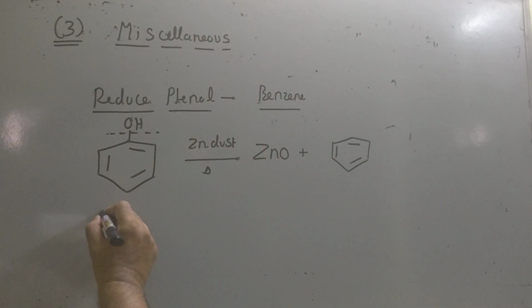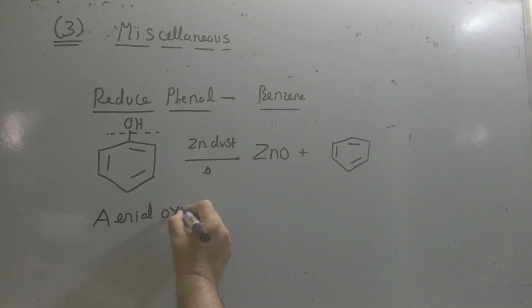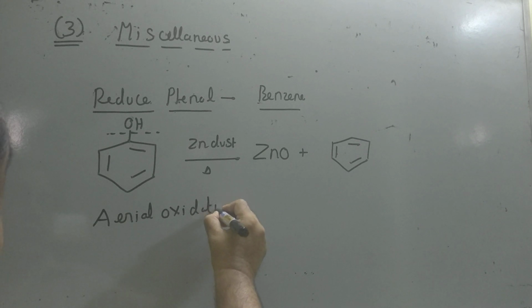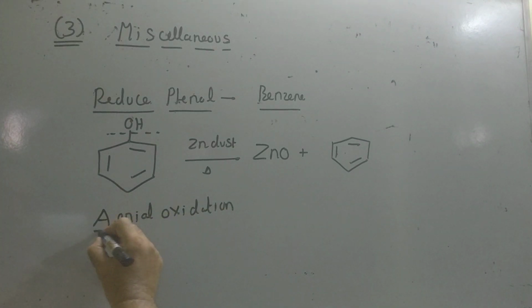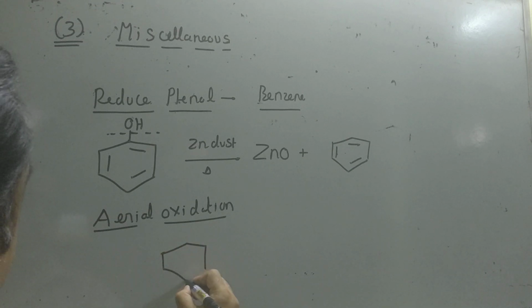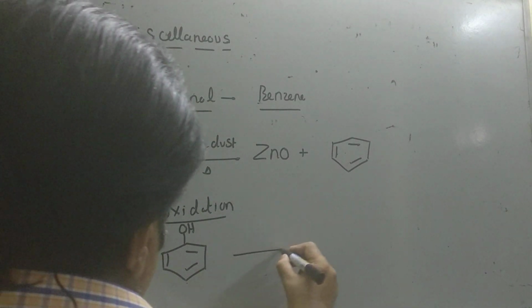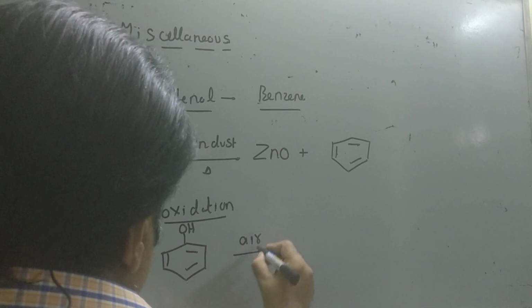Then we are going to talk about aerial oxidation, that is oxidation with the help of air. Air contains an oxidizing agent, oxygen. If you keep phenol exposed to air for some time, it turns pink in color. Otherwise it is not pink in color. But when you expose it to air, which contains oxygen, it becomes pink.